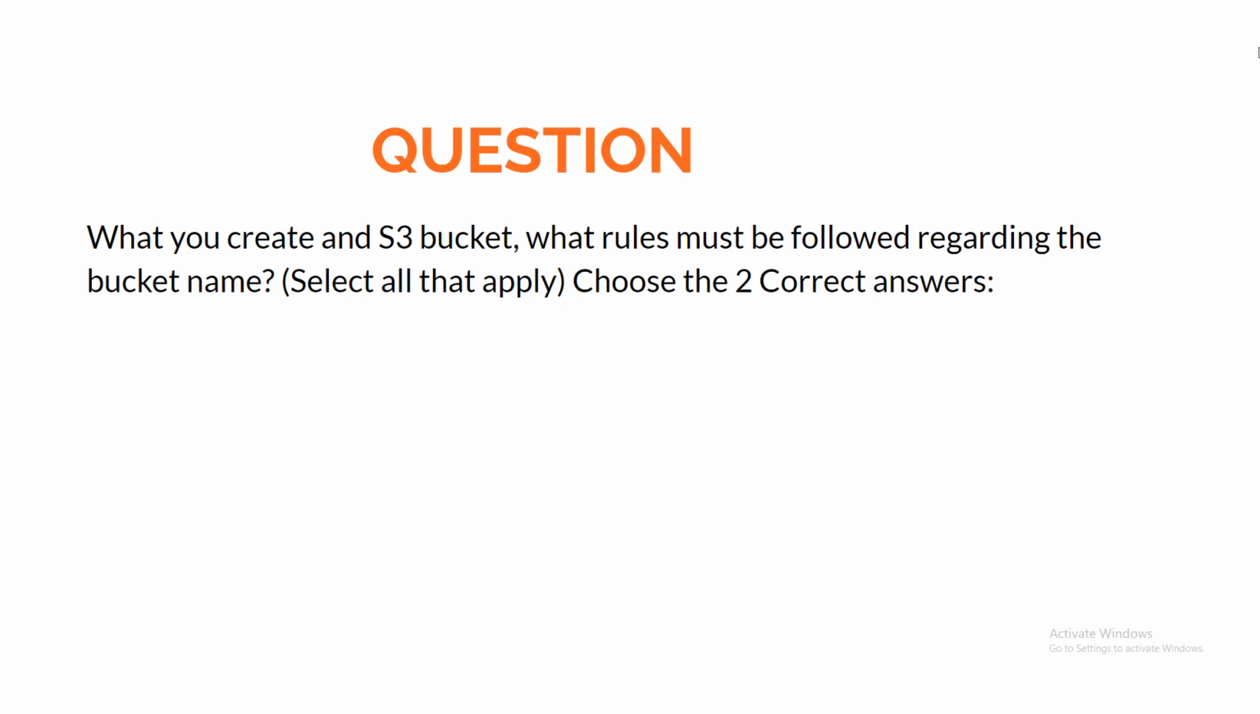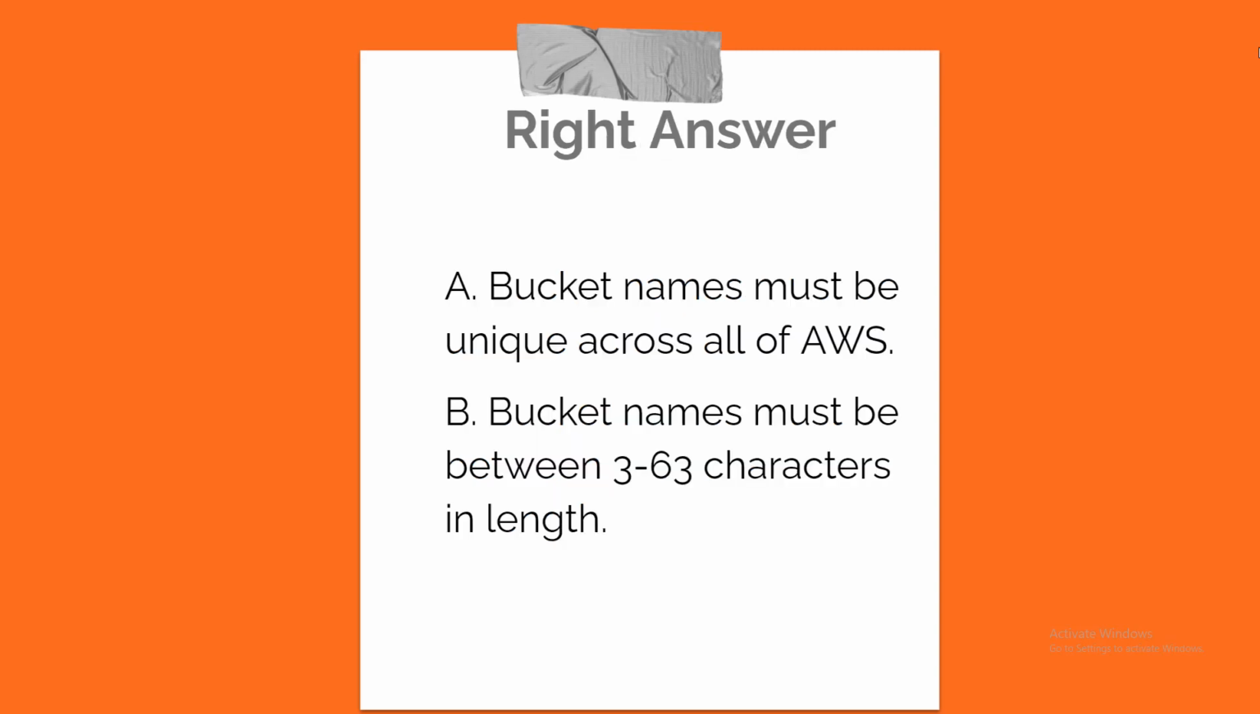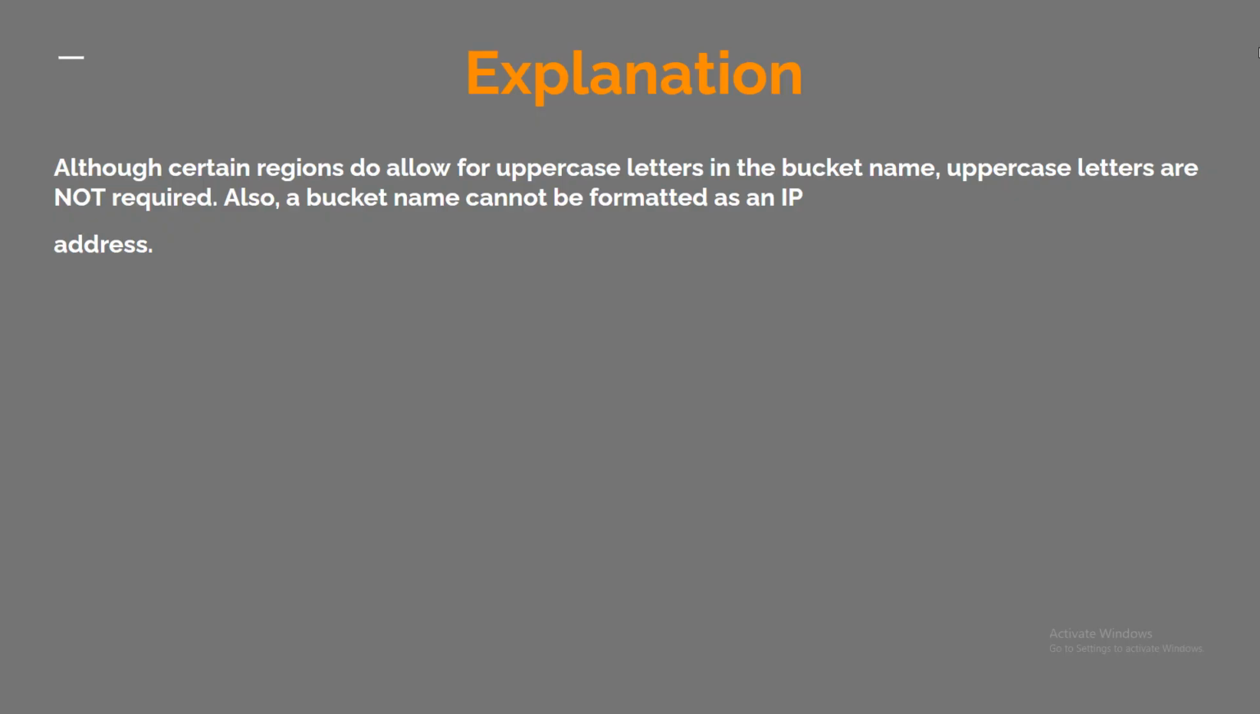Question: when you create an S3 bucket, what rules must be followed regarding the bucket name? Select all that apply. Choose the two correct answers. A. Bucket names must be unique across all of AWS. B. Bucket names must be between 3-63 characters in length. C. Bucket names must contain at least one uppercase letter. D. Bucket names can be formatted as IP addresses. Answer: A and B. Explanation: although certain regions do allow for uppercase letters in the bucket name, uppercase letters are not required. Also, a bucket name cannot be formatted as an IP address.